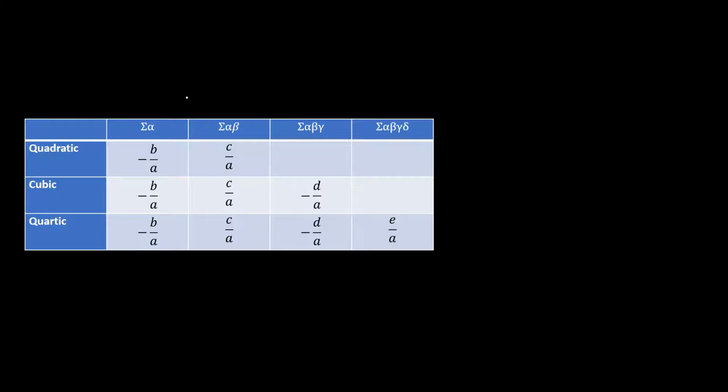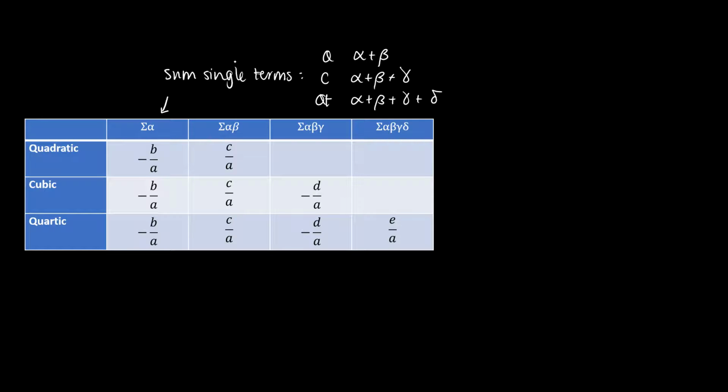So hopefully you have seen these before. You can see my quadratic ones here. So I've put sum of alpha, which really means the sum of the single terms. In this case, for a quadratic, it would be alpha plus beta. For a cubic, it's going to be alpha plus beta plus the third root, which is gamma. And for a quartic, it's going to be alpha plus beta plus gamma plus delta, but the sum of the single terms. And you can see in all cases that's minus b over a.